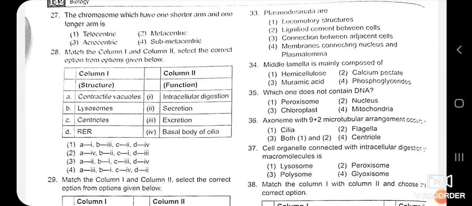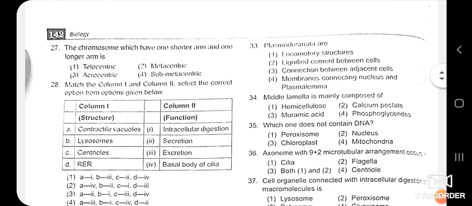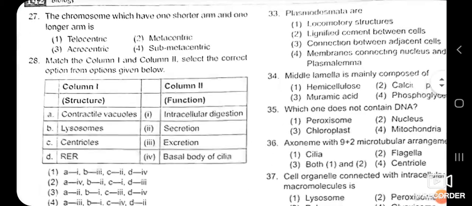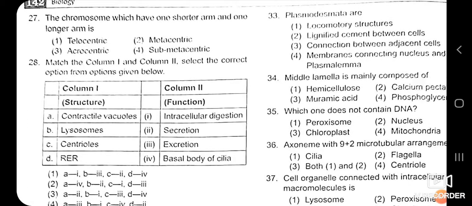Students, we are discussing the MCQ from the topic cell unit of life, and the next MCQ number 27: the chromosome which has one shorter arm and one longer arm is. There are four types of chromosome according to the position of centromere. Those are metacentric, submetacentric, acrocentric and the telocentric chromosome.